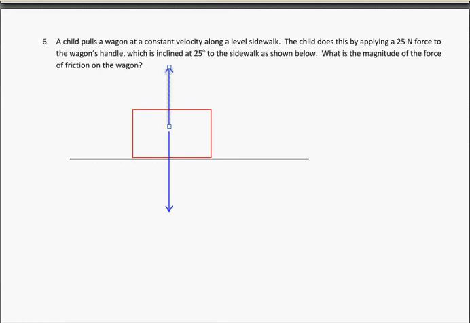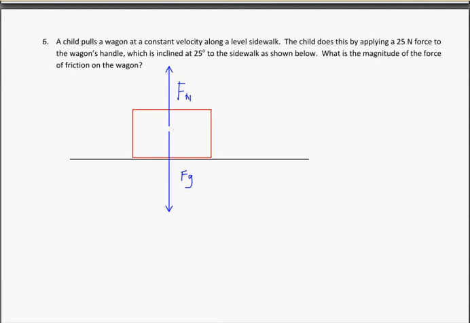Now, these will be a little bit interesting compared to what we've had before. And this one is our normal force. And this is a force of gravity. Okay, so there's those two forces. We know these are going to cancel out.